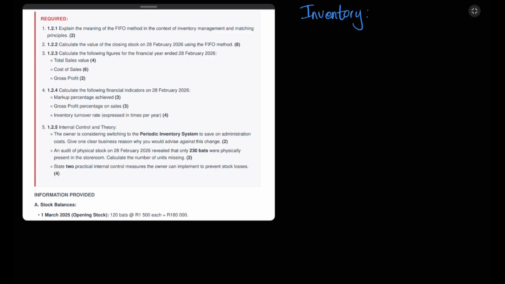We have 1.2.2, calculate the value of the closing stock. 1.2.3, we have calculate the following figures for the financial year ended 28th of February. You have total sales value, cost of sales, gross profit. 1.2.4, financial indicators, markup, gross profit, inventory turnover. 1.2.5, its internal control and theory.